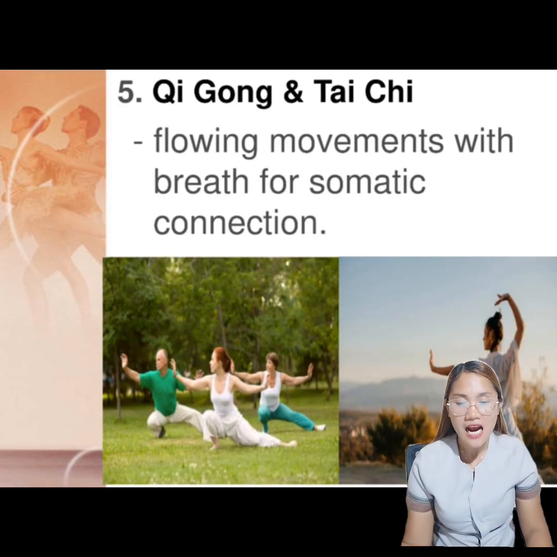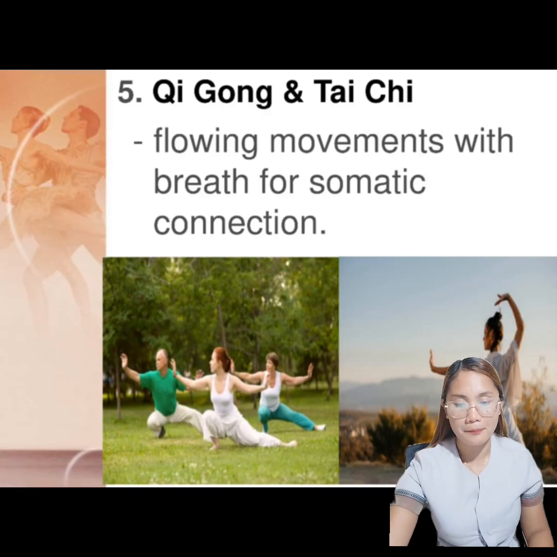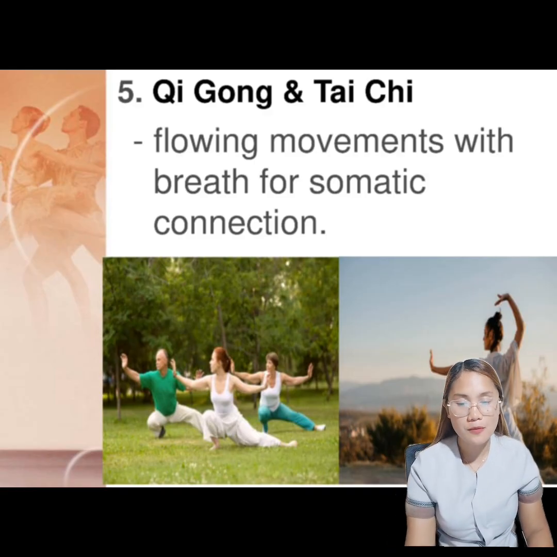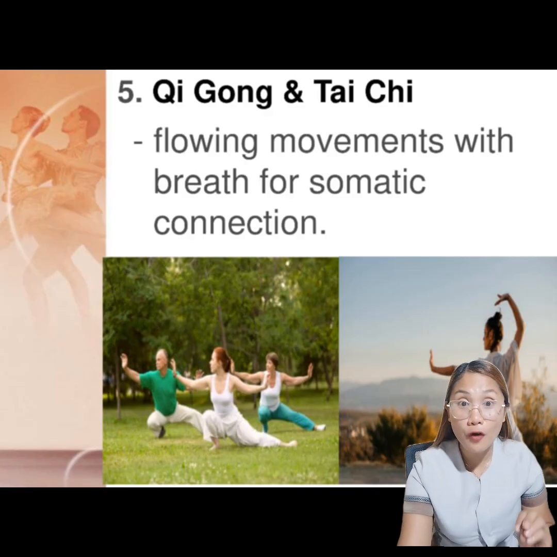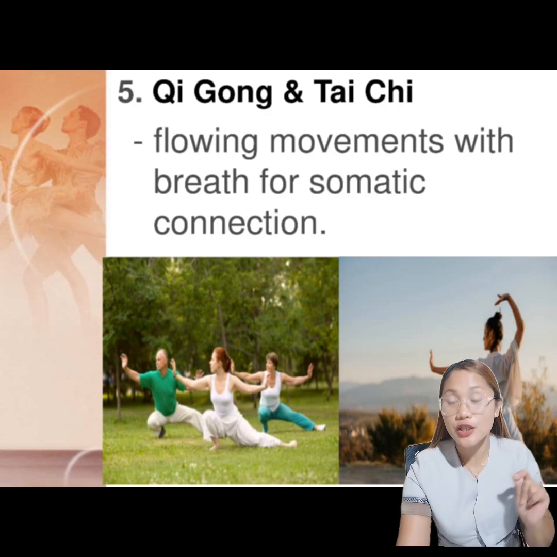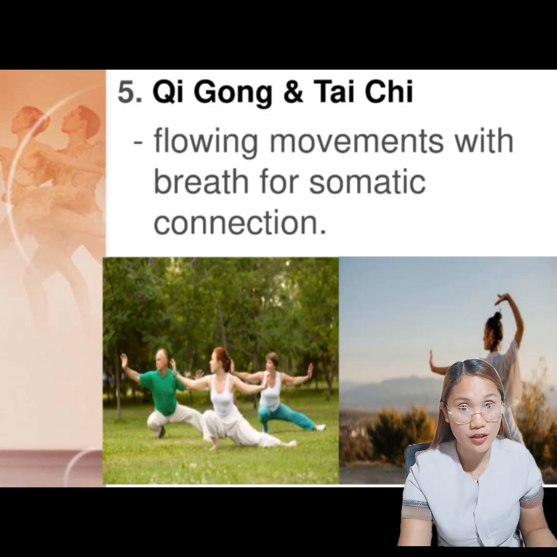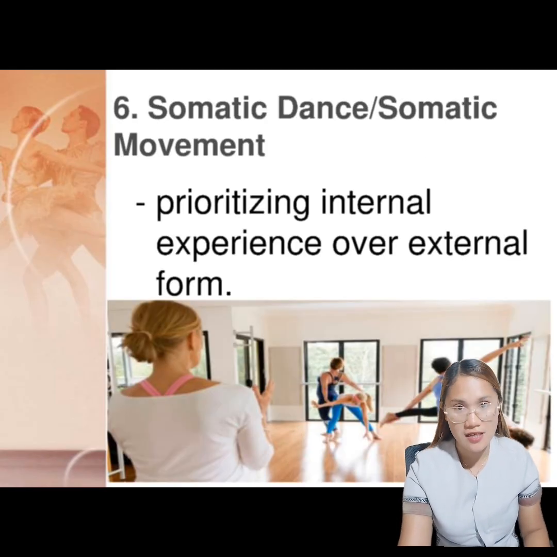We have the Qigong and Tai Chi technique. Qigong and Tai Chi is flowing movement with breath for somatic connection. So this is somatic Qigong or Tai Chi technique. An example of this is performing slow arm circles in sync with inhalation and, of course, exhalation. Inhale, exhale, how we do that. So that is the Qigong and Tai Chi technique.